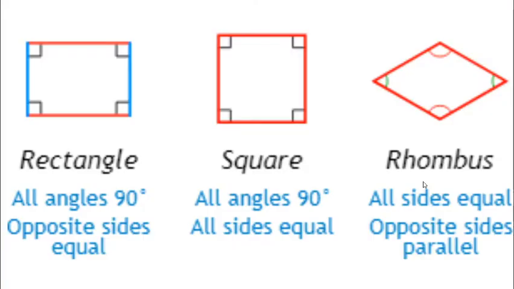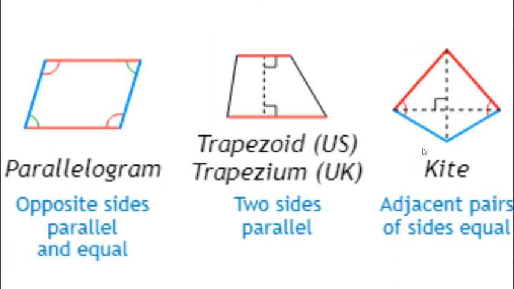Quadrilaterals are 4-sided shapes. You can see there are lots of different examples on the board. We have rectangles, squares, and rhombuses. A rectangle and a square both have 90-degree angles, but a rectangle has 2 sets of parallel sides, whereas in a square, all the sides are equal. So technically we have 2 sets as well, but these 2 sides are the same measurement as these 2 sides. A rhombus has 2 sets of parallel sides, but it has no right angles. The opposite sides are parallel, and all the sides are equal.